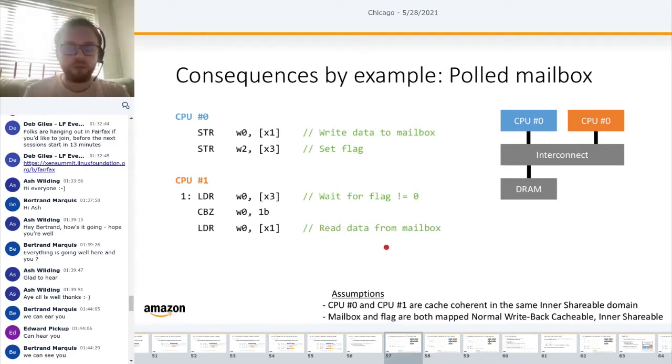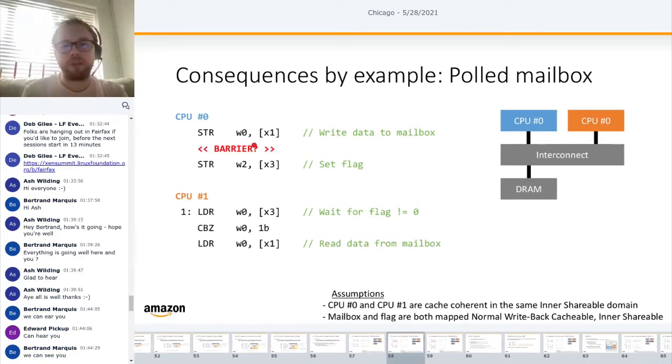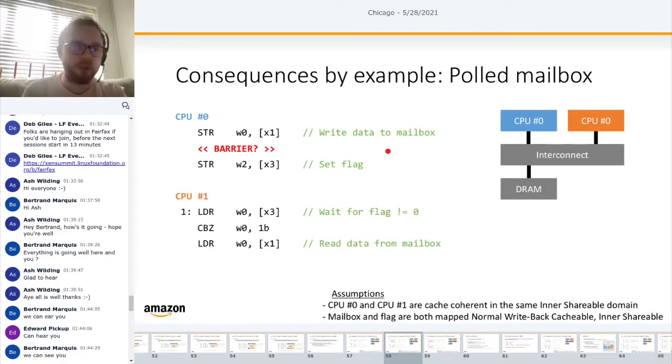So whenever you have a situation like this, you're sharing data between different masters, you have to start to ask yourself, do I need a barrier? So if we were to think about this, between these two stores here, do I need a barrier? Well, what's going to happen if these two accesses are reordered with respect to one another? That would mean that I would end up setting the flag before I've written the data. And that means that CPU1 would potentially read that the flag is set and read from the mailbox before the write to the mailbox had actually happened. So I think we need a barrier here.